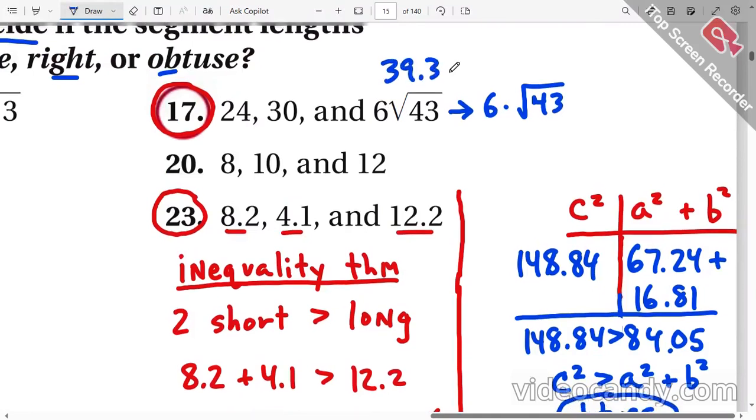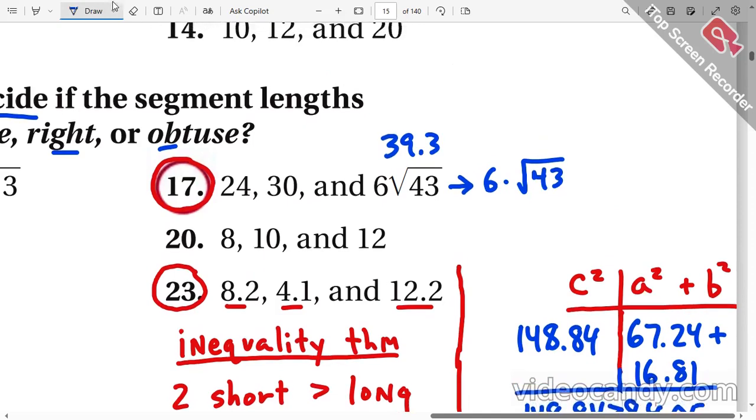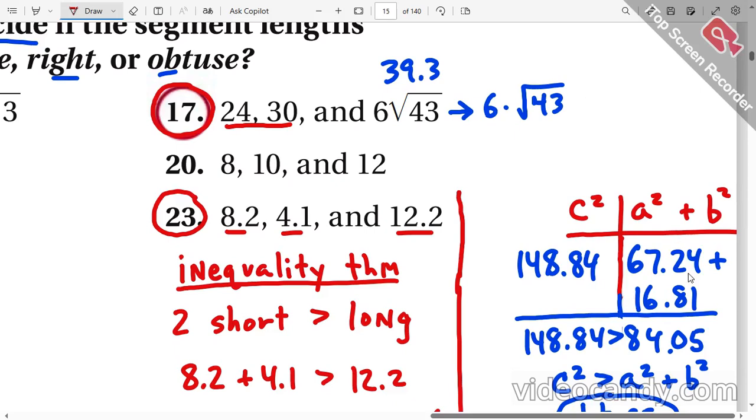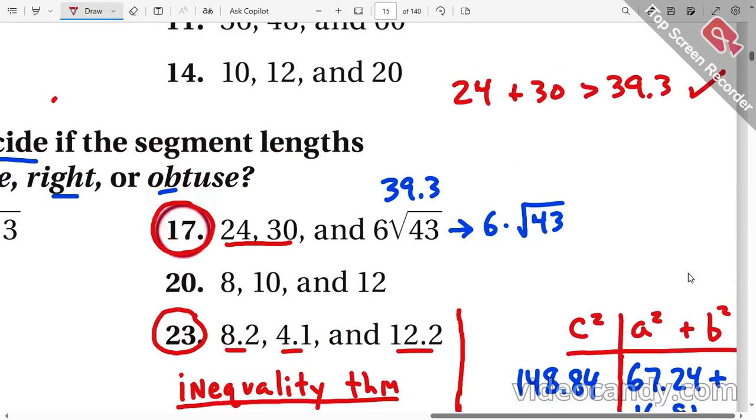So if I wanted to do the inequality test on number 17, all I would do is add the two smallest, 24 plus 30, and make sure it's greater than 39.3. All right, and I can see in my head, this is 54 and this is 39.3, so this is definitely true. Once you prove that step, then you can go on to the other step and do c squared versus a squared plus b squared. But that's a little shortcut for that problem right there.